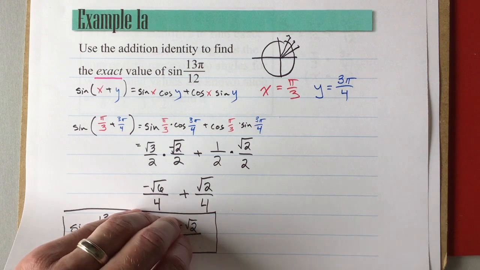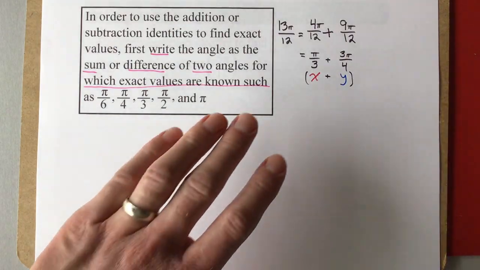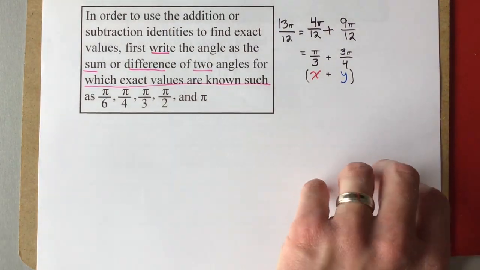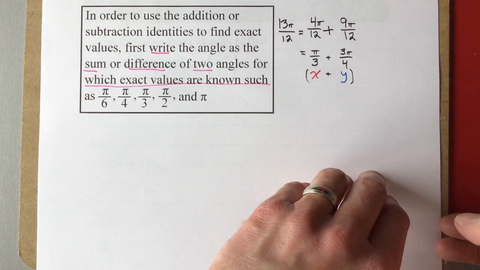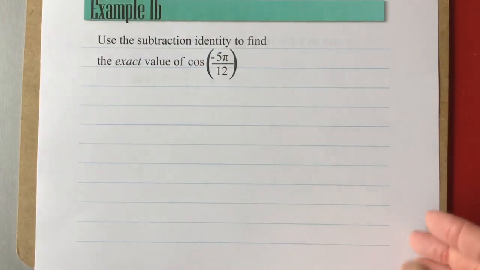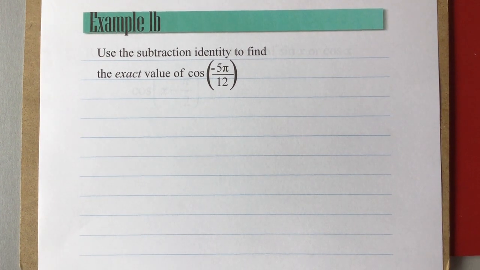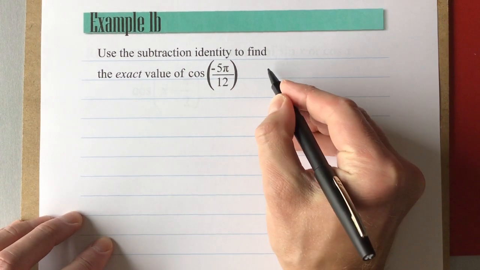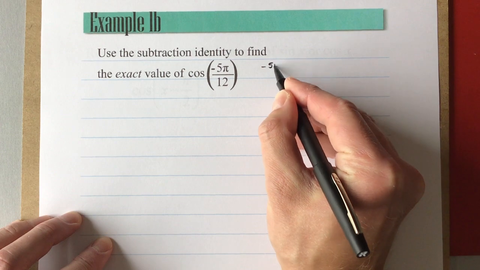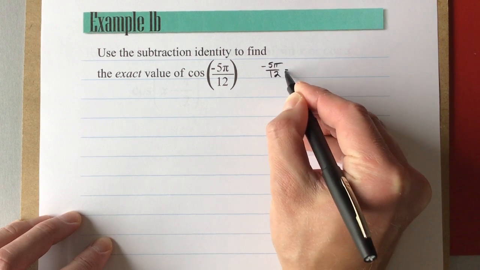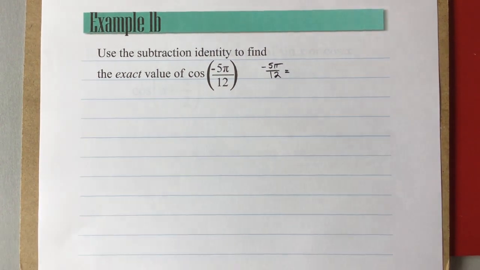Next, let's do another example of that same sort of work, but I'm going to go a little more efficiently through that one. And again, the hardest part sometimes is turning the pages. So now find the cosine of negative 5 pi over 12. My first task is to rewrite negative 5 pi over 12 as the sum or difference of two angles that I know the sines and cosines of.